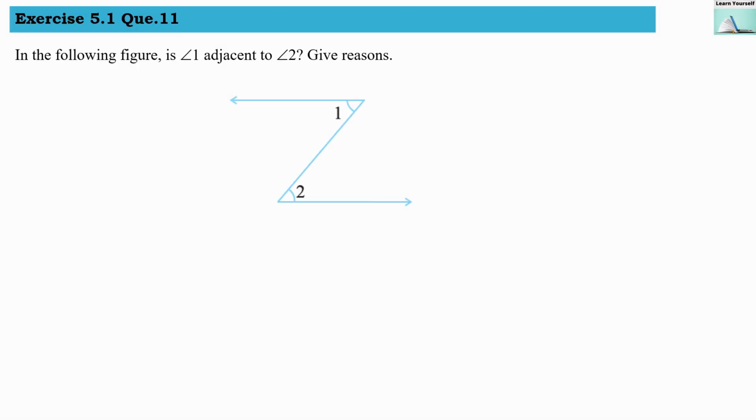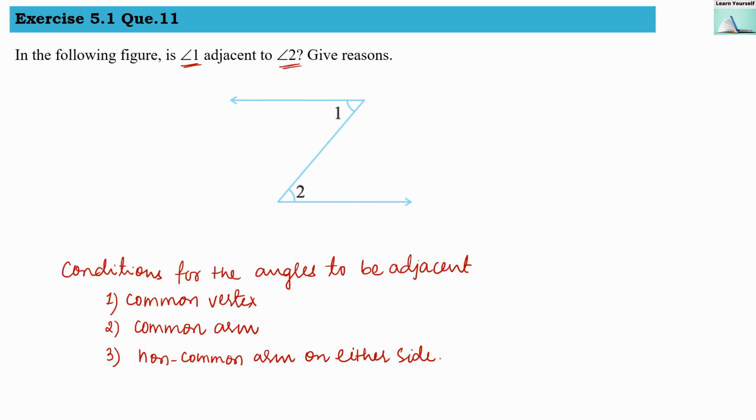Exercise 5.1, question number 11. In the following figure, is angle 1 adjacent to angle 2? Give reasons. Here the conditions for the angles to be adjacent are the following. There are three conditions. They should have a common vertex, they should have a common arm, and they should have non-common arms on either side.